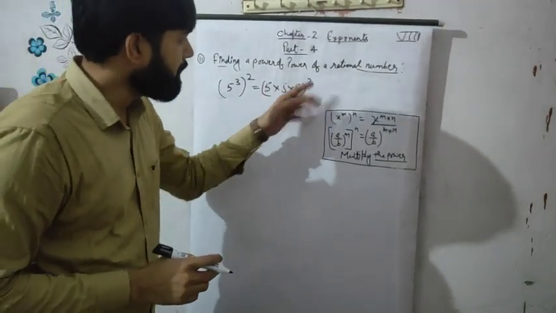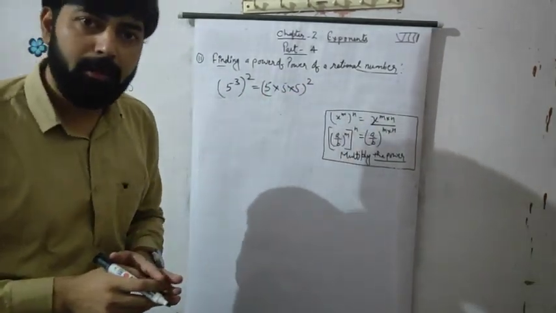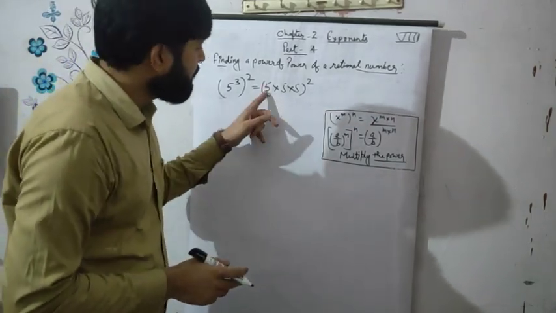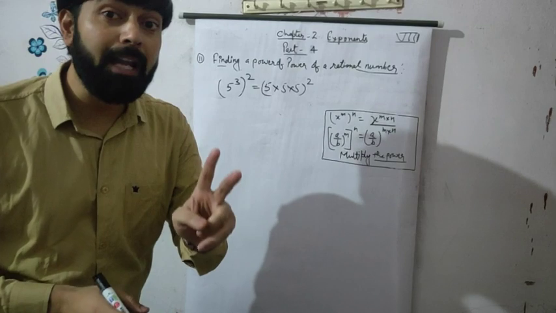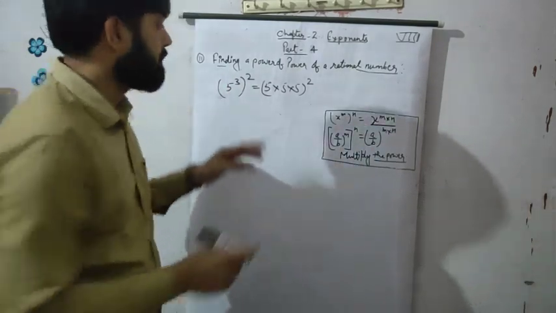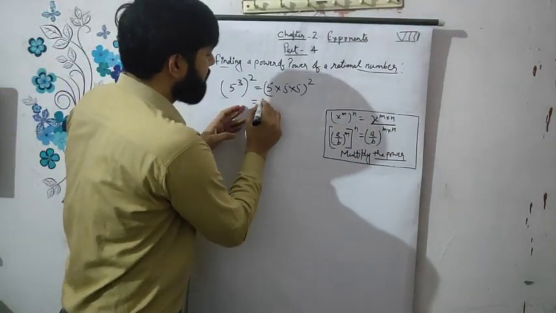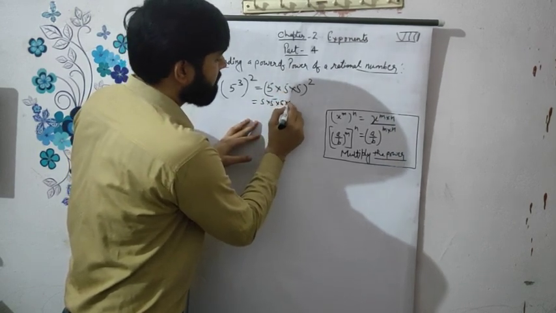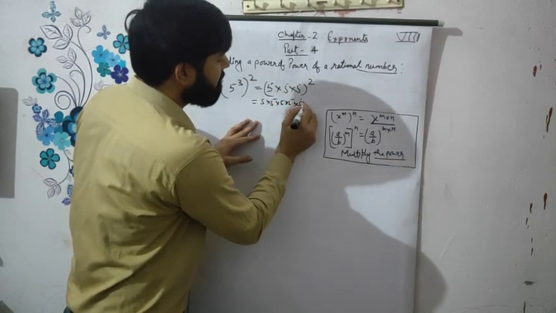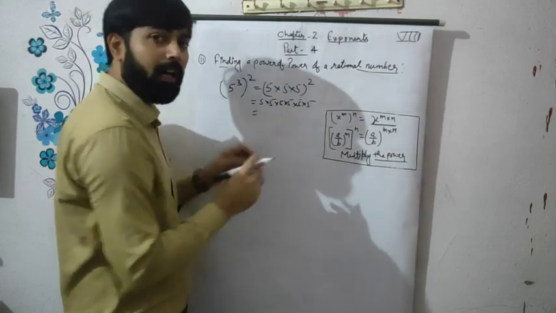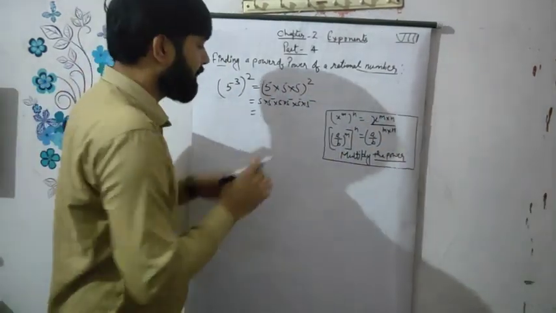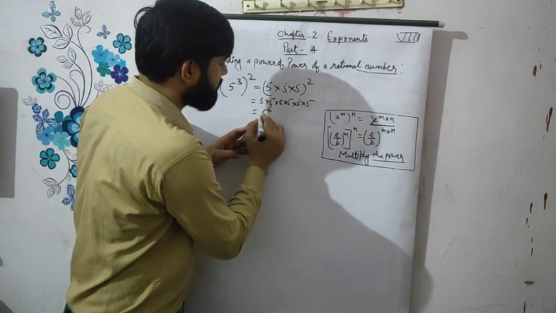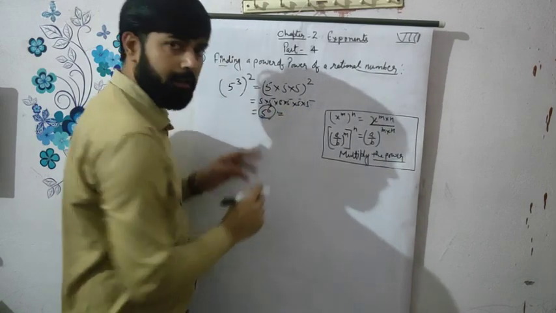Now, what is the meaning of the whole raised to the power 2? It means each 5 is multiplied 2 times. So the first 5 is multiplied 2 times, then the second 5 multiplied 2 times, then the third 5 multiplied 2 times. Then count all the 5s: how many are there? 1, 2, 3, 4, 5, 6. Then the answer will be 5 raised to the power 6.